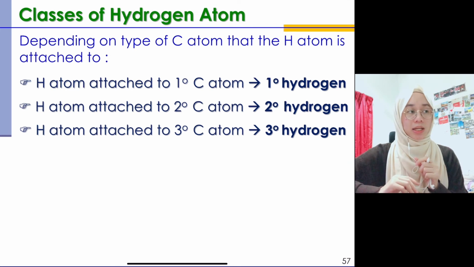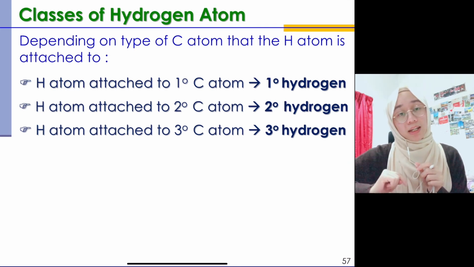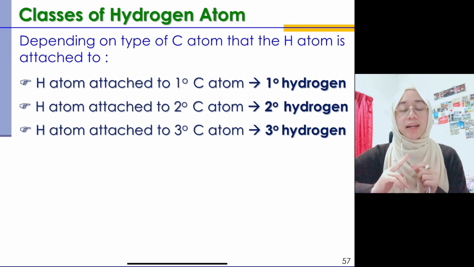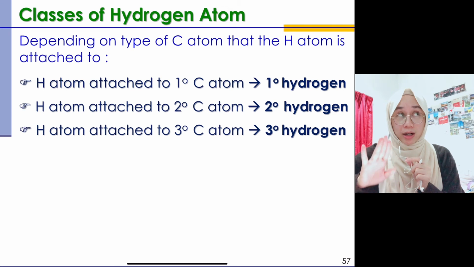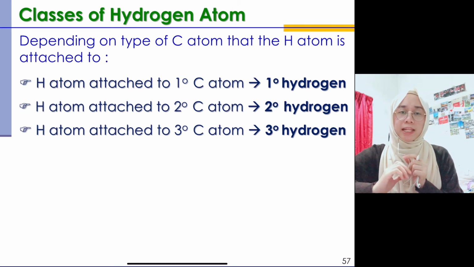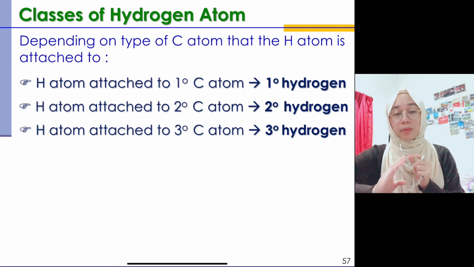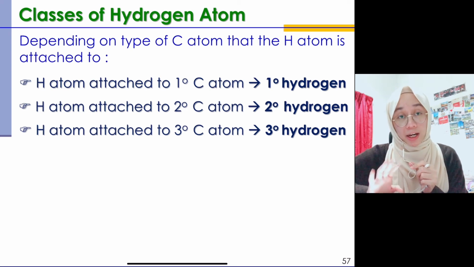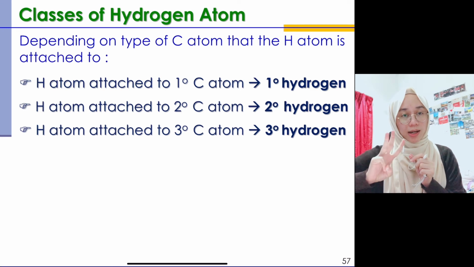Let's say the carbon is secondary. Bermaksud hydrogen yang attached dengan carbon tersebut adalah secondary juga. So it depends on the carbon ke carbon. Maksud yang penting kat sini adalah for you to know how to classify the carbon lah. Once you know how to classify the carbon, automatically you should be able to classify the hydrogen as well. Kat sini kita tengok ada 3 classes of hydrogen.